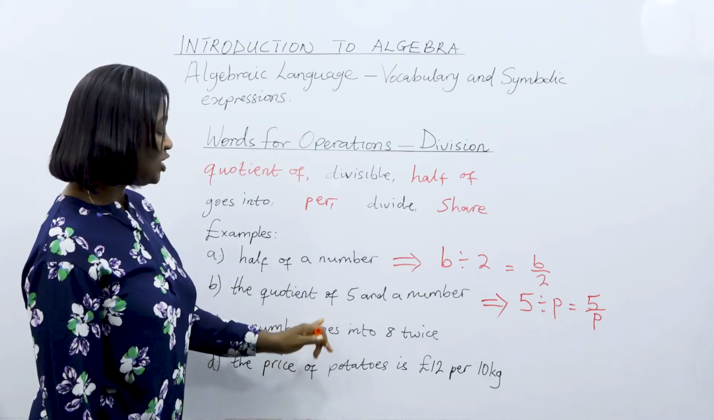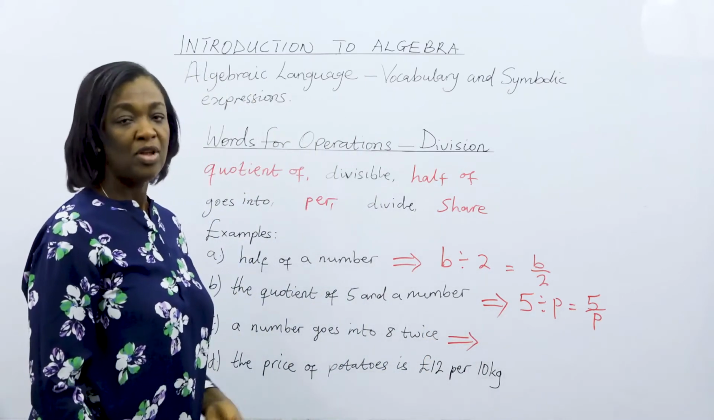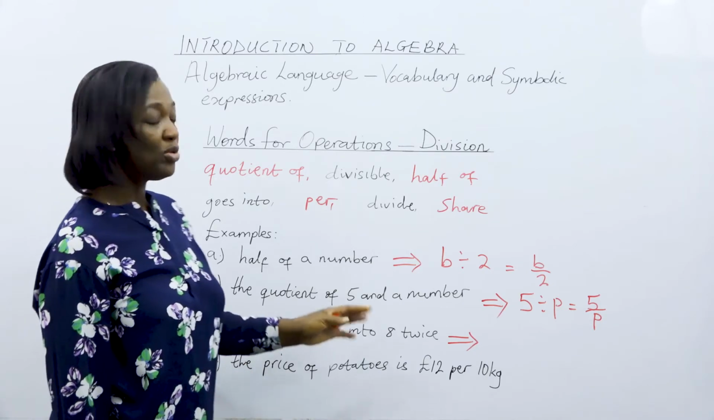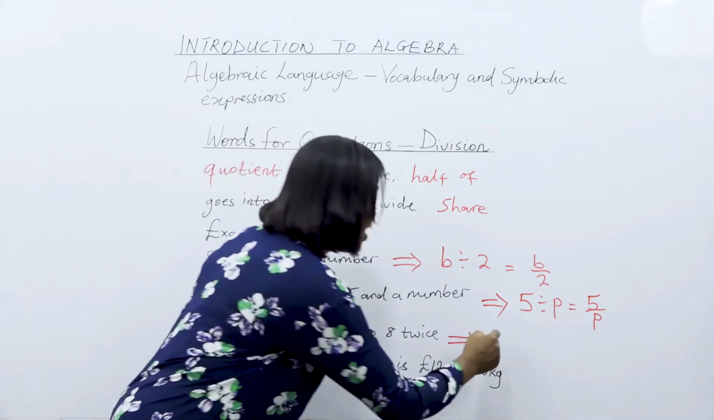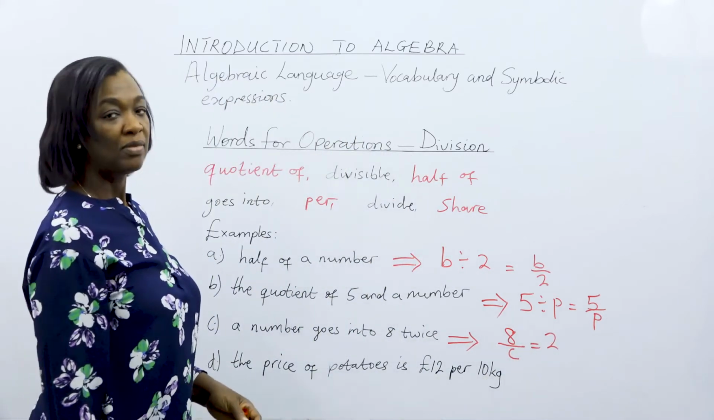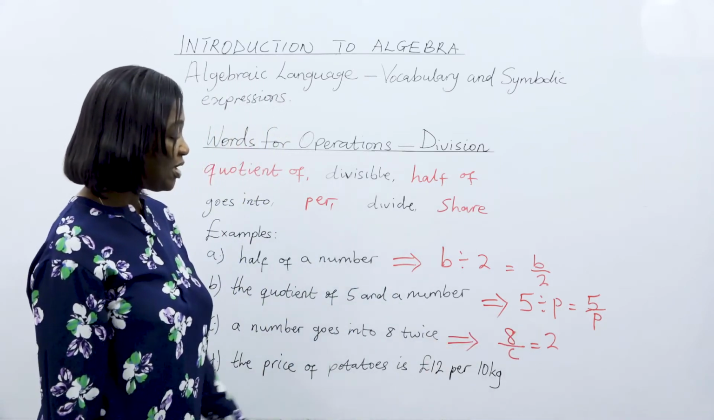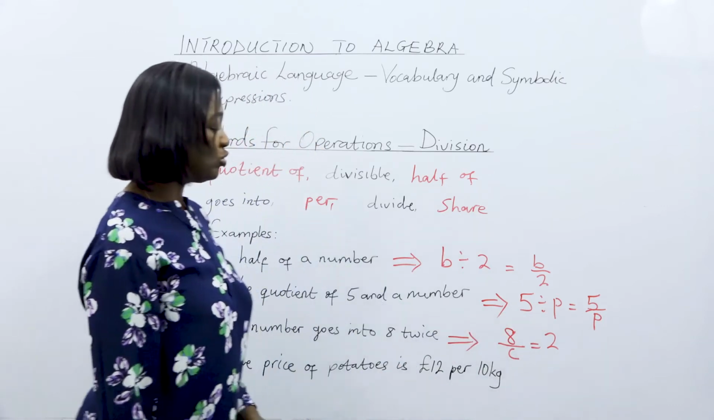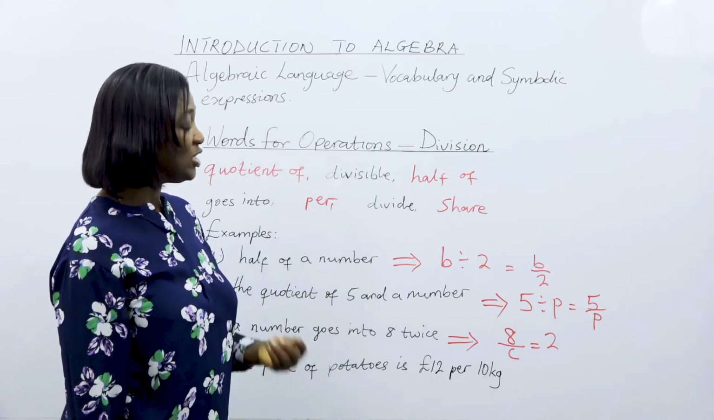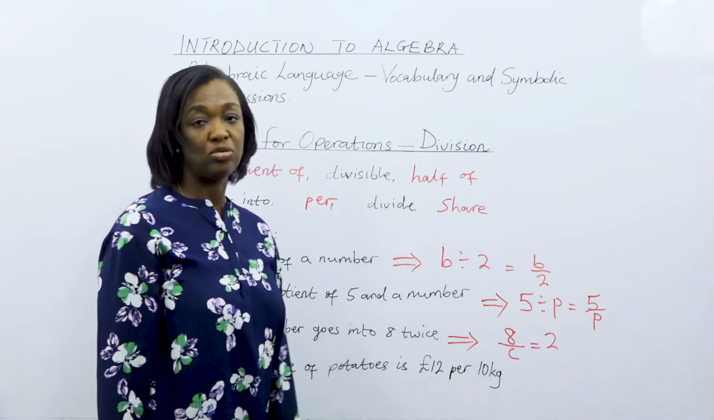A number goes into 8 twice. What is that number? So let that number be c. That number goes into 8 twice. That means that if you divide 8 by the number c, you would get 2. And what is that number? That means, this is an equation now, 8 over c is equal to 2. So that means that 2c is 8, and c is equal to 4. And 4 is a number that divides 8, and you will get 2.